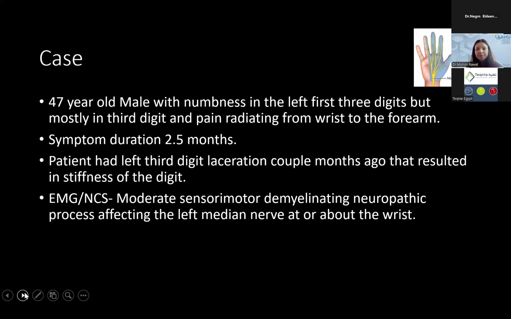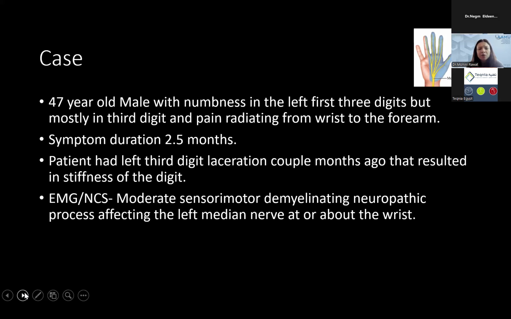Another case here. This is a 47-year-old male with numbness in the left first three digits. Again, this is a typical median representation, but he feels it mostly in the third digit, with pain radiating from the wrist to the forearm. So pain going in the distal direction towards the third digit and also going towards the forearm. The symptom duration was about 2.5 months. So he's been experiencing this for 2.5 months.